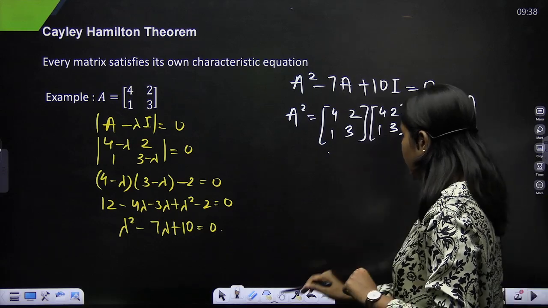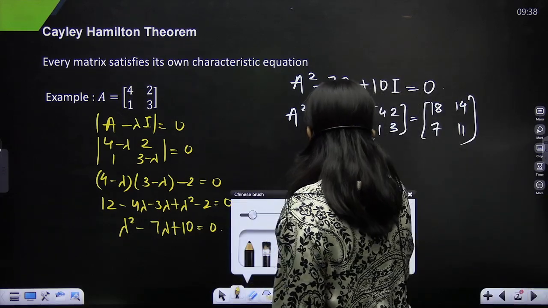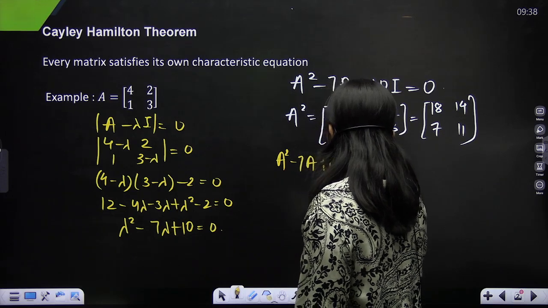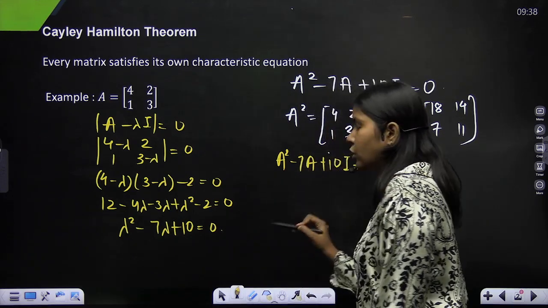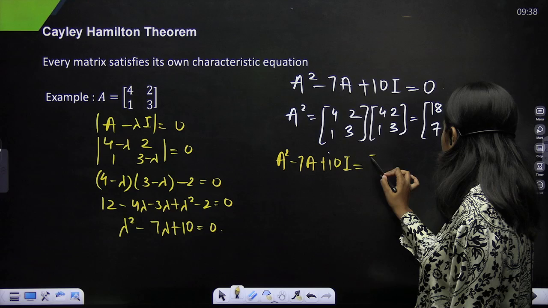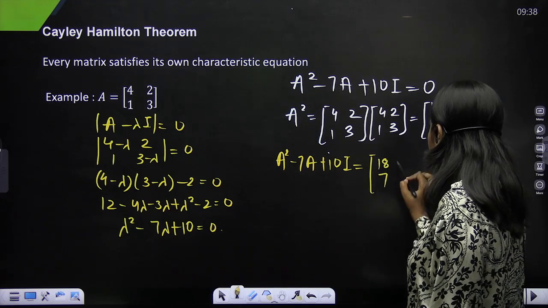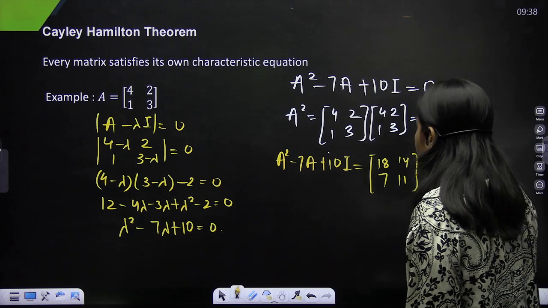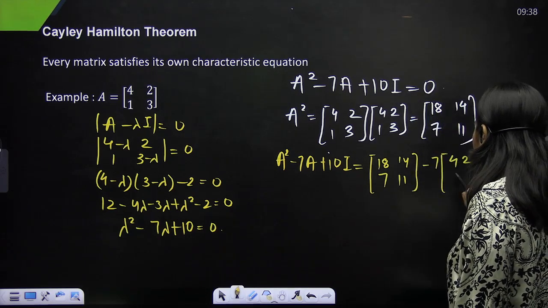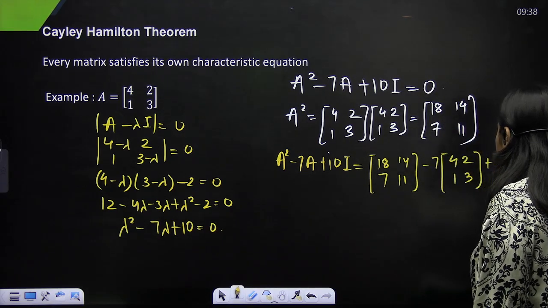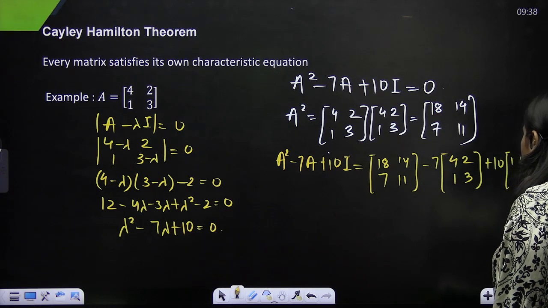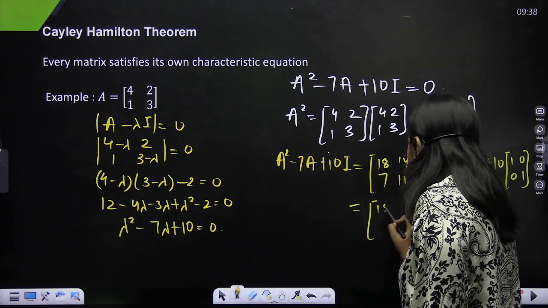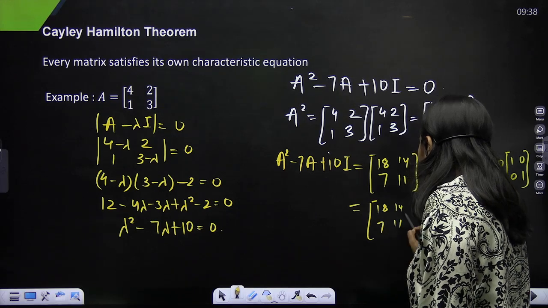Now let's take the right hand side, that is A square minus 7A plus 10I. What I am writing is just substituting all the values. I am substituting A square as [18 14; 7 11] minus 7 times [4 2; 1 3] plus 10 times the identity [1 0; 0 1]. I need to check that. So let's check [18 14; 7 11].